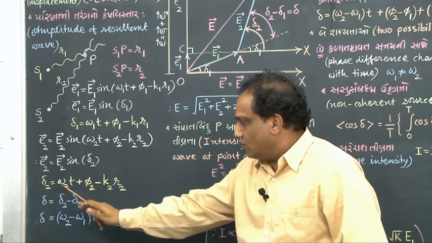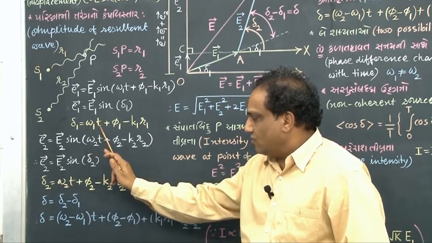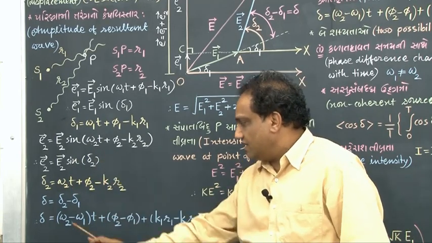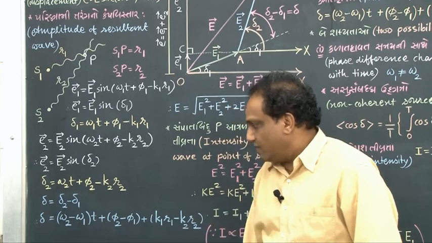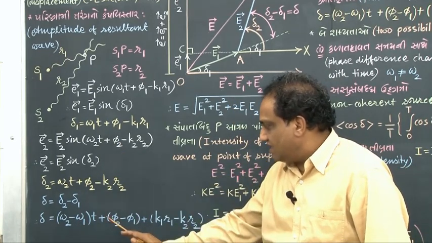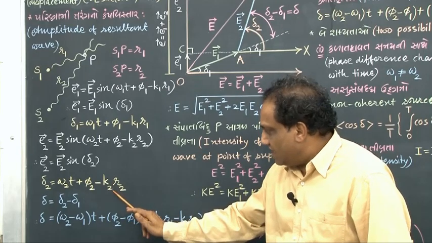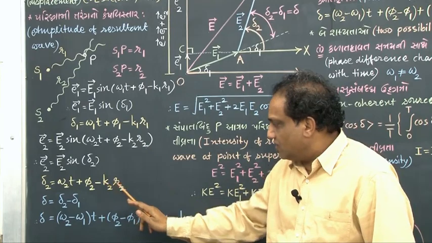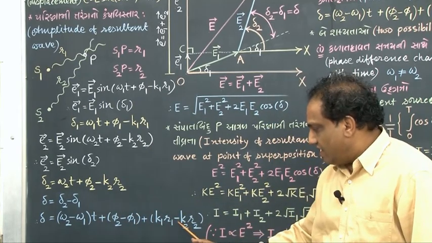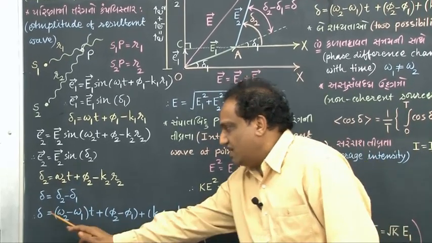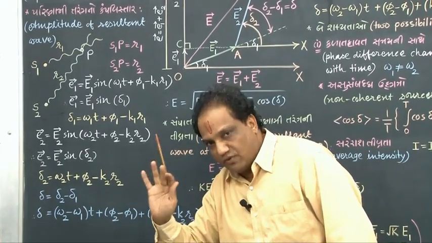Come on, omega 2t minus omega 1 into t, take t common, inside the bracket omega 2 minus omega 1. Then this minus this, so it is now phi 2 minus phi 1. And now this minus minus plus, so k1 r1 minus k2 r2, correct? So this gives you expression of phase difference between superposing waves.